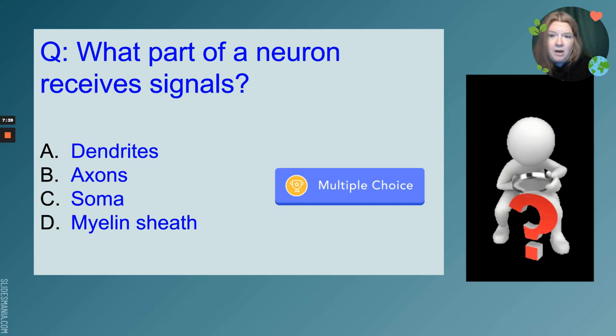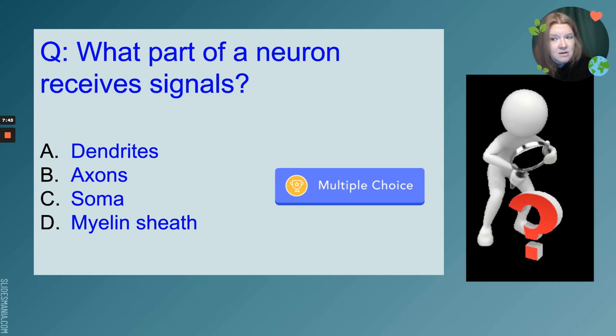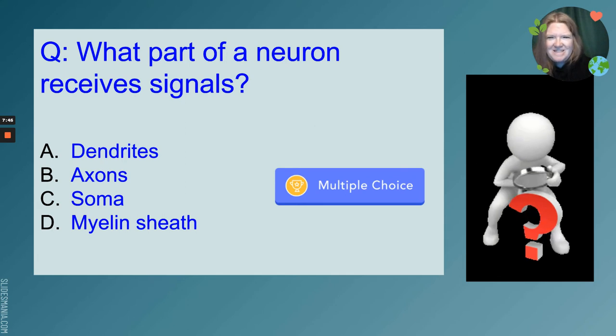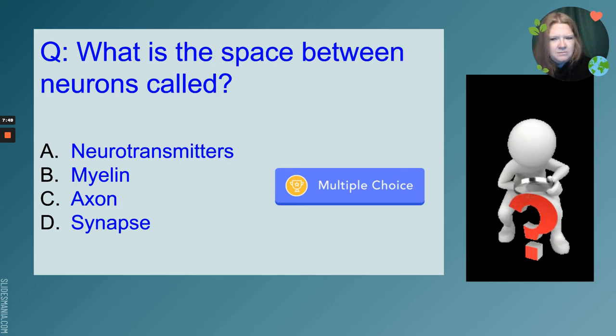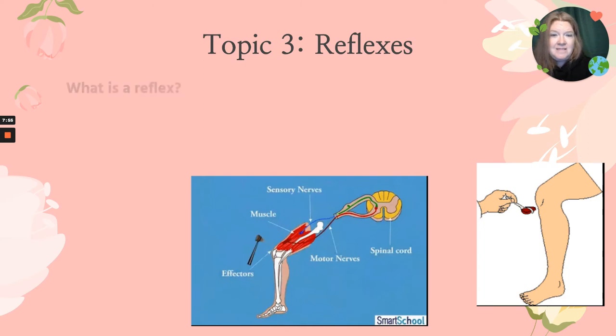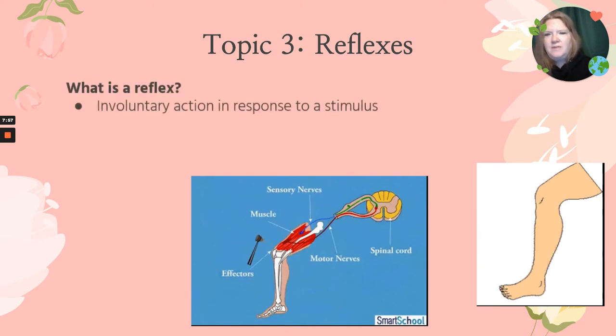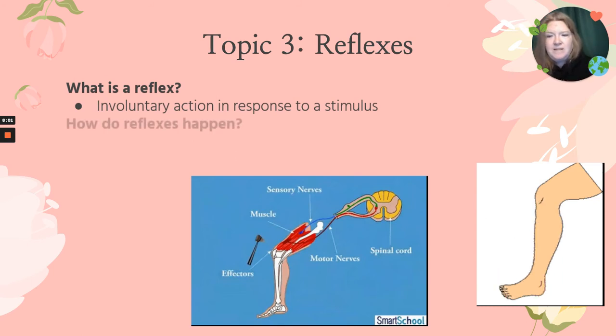All right, so what part of a neuron receives the signals? Do you know what the receivers are? Right, it's the dendrites. What is the space between neurons called? Do you know this one? Yeah, it's the synapse. All right, so next is reflexes. So what is a reflex? It's an involuntary, meaning you don't think about it, it just happens, response to a stimulus.